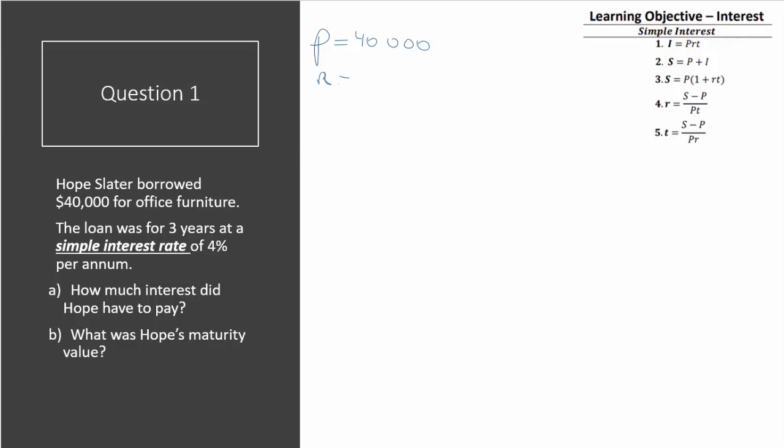Interest expense is the cost of borrowing money. So we know the principal is $40,000 and the interest rate is 3%, which means 0.03. Now the time is 3 years. Since this is already in years, there's no issue.